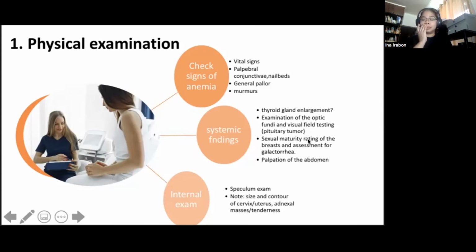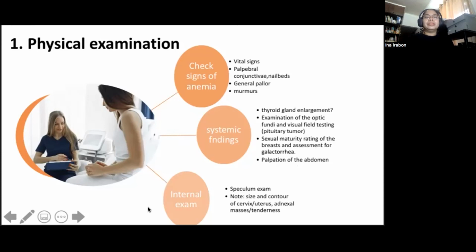For this may be a sign for a pituitary tumor. Of course, if your patient is adolescent, you may want to do a sexual maturity rating. Okay, check the breast also for signs of galactorrhea. And of course, palpate the abdomen because you might be able to palpate an ovarian mass.